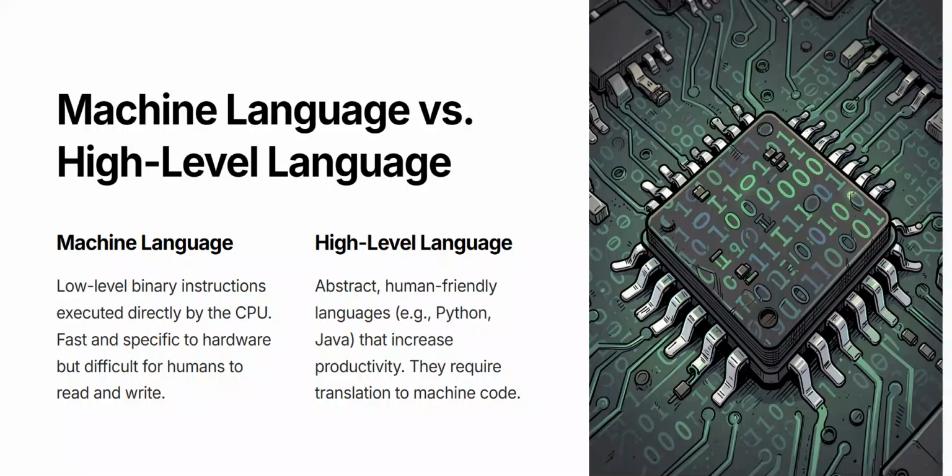Now we are going to see the difference between machine language and high level language. First, machine language. If you are speaking to a dog, it understands only simple commands like sit, stand, run. Computers are similar. They understand only very basic machine language. On the other side, human language or high level language. We use languages like Python, Java, C++, because they are easier for humans to read and write.